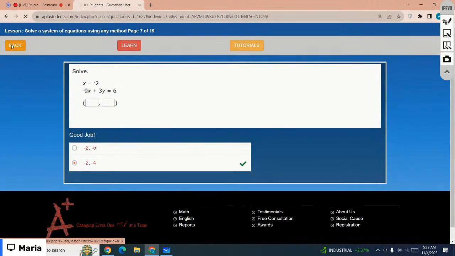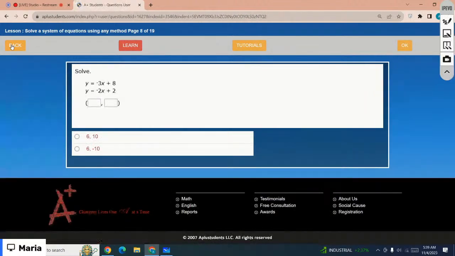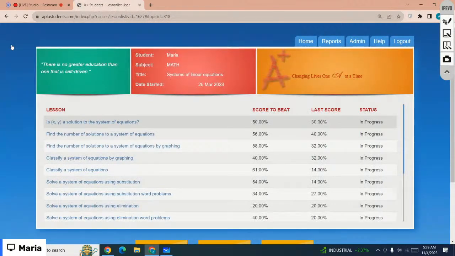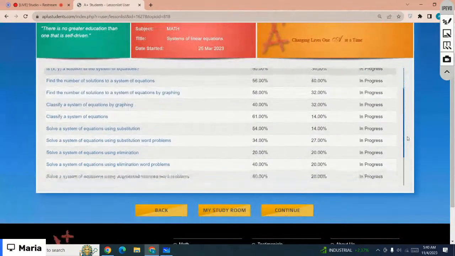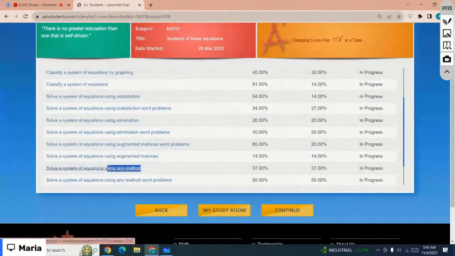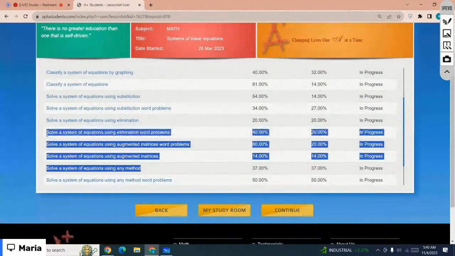So we were working on grade 10 math. The chapter we were working on is system of linear equations, and the lessons we have covered today are: solve a system of equations using the elimination method word problem, solve a system of equations using augmented matrices word problem, solve a system of equations using augmented matrices, and solve a system of equations using any method, right?